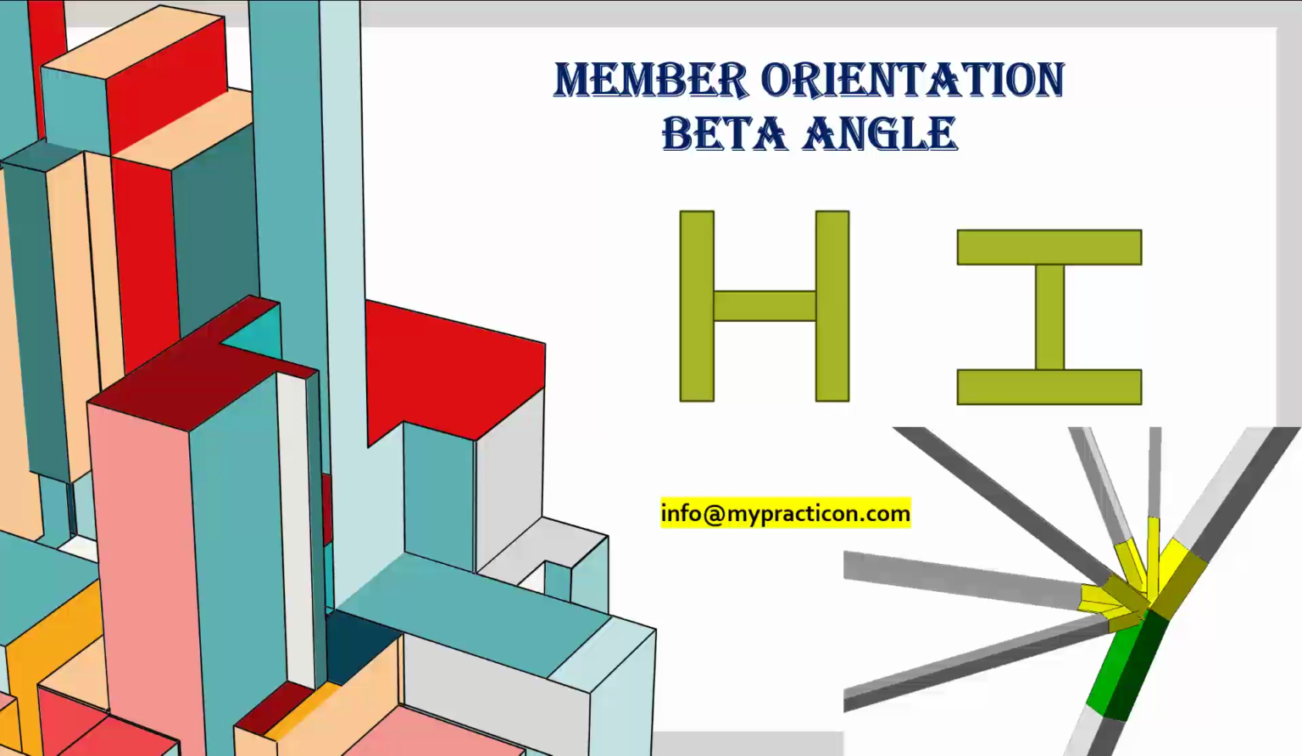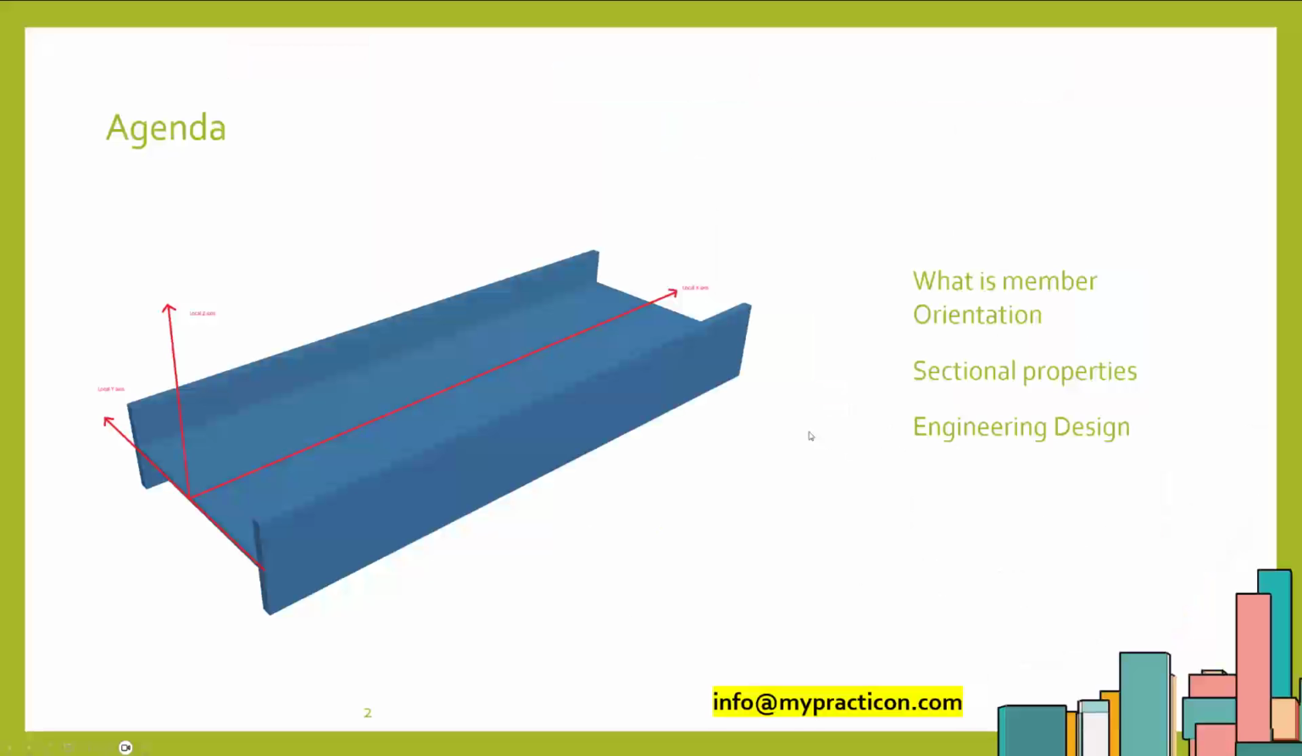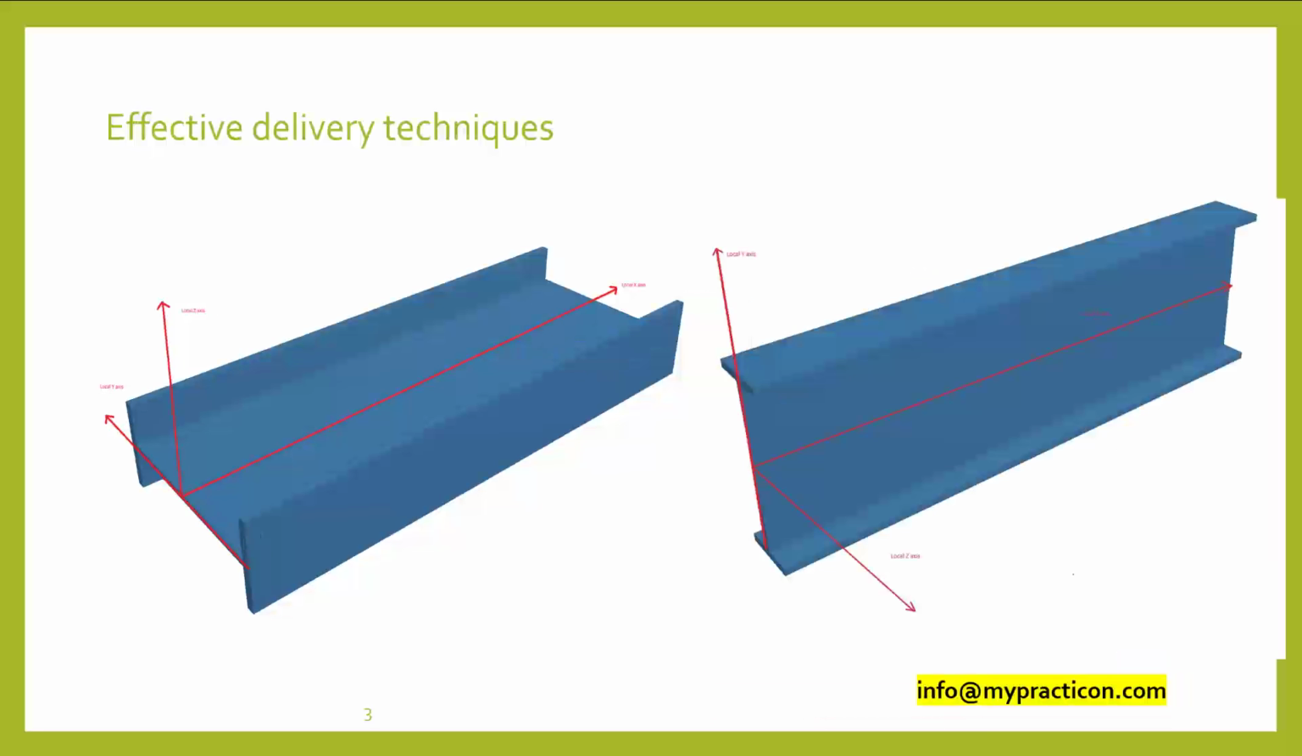So first, let's discuss what this orientation is, and by rotating these members, how the section properties will be impacted and how this impact will be considered in member design and analysis as well. Nowadays, most of us use structural software like STAAD Pro for analysis and design of steel structures.